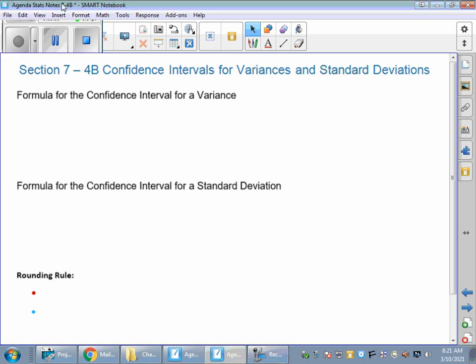Hello, stats students. Welcome to the last section of Chapter 7. We are going to be making confidence intervals for variances and standard deviations.